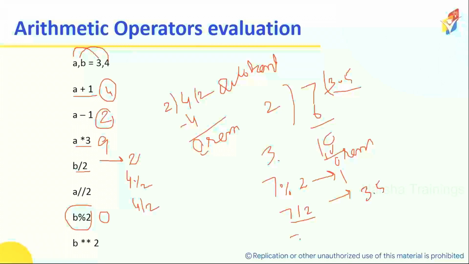Now let me demonstrate. If I give 7 // 2, // is called integer division. Integer division means it will always take the integer value. It will not consider anything after the dot. So 7 // 2 will give me 3. 7 / 2 will give me 3.5. You got it? What is the difference between mod operation, division operation, and floor division operation? Can you please respond?